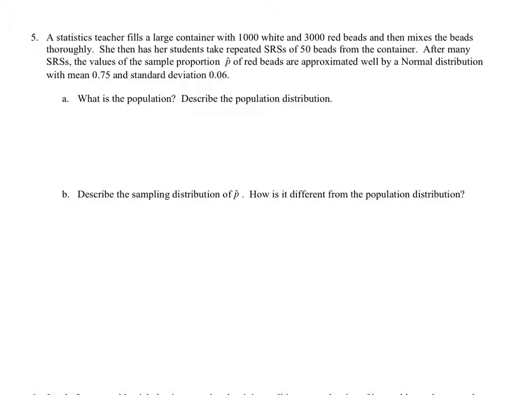All right, number 5. A statistics teacher fills a large container with 1,000 white and 3,000 red beads, and then mixes the beads thoroughly. She then has her students take repeated SRSs of 50 beads from the container. After many SRSs, the values of the sample proportion p hat of red beads are approximated well by a normal distribution with a mean of 0.75 and a standard deviation of 0.06. So what is the population? So the population are the 4,000 beads.